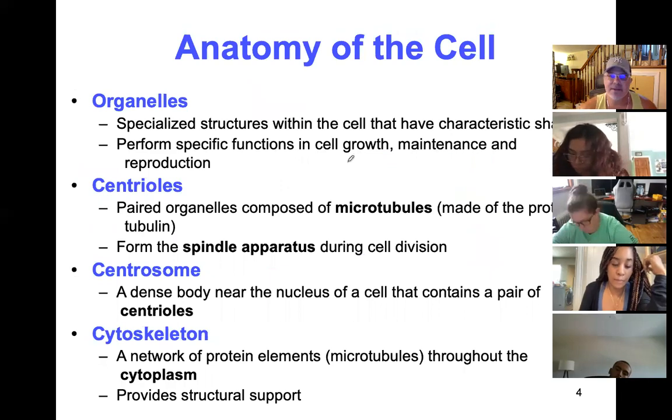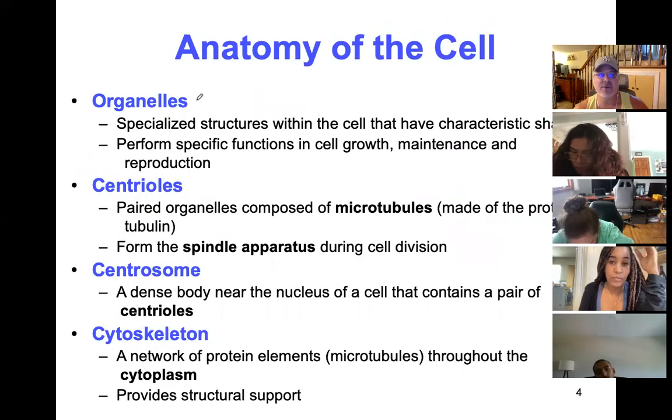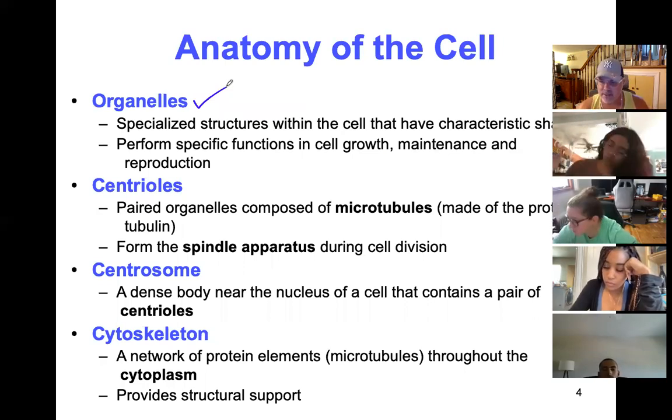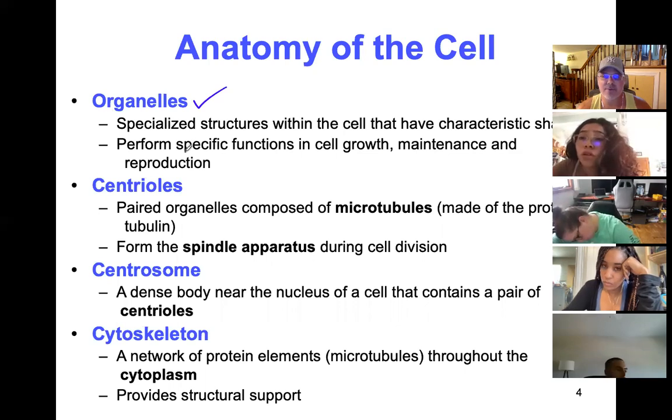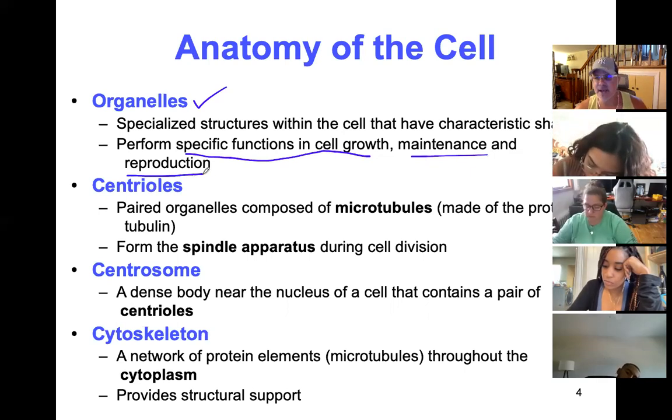Now, everything that we covered here, all of these structures contained within are referred to as organelles. They're specialized structures within the cell. They have a certain type of structure, a certain type of shape. They're all uniquely different, and they all have and perform specific functions in cell growth, in maintenance, and even in cell reproduction and division.